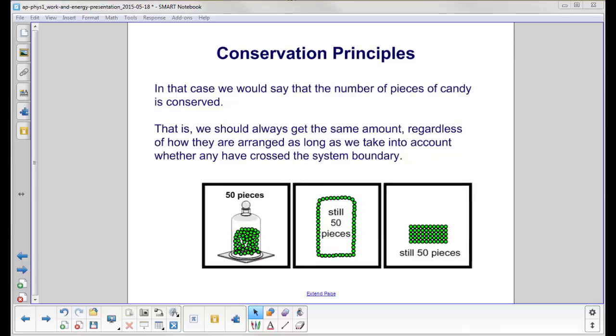If this fact is true, if you have 50 pieces of candy in the beginning and in the end, we say that the number of pieces of candy is conserved. We always get the same amount of candy regardless of how they're arranged, whether they're in this necklace shape or this kind of rectangle here, as long as we take into account whether any have crossed the system boundary. In this case, we're assuming none have crossed the system boundary, so the number 50 is conserved.